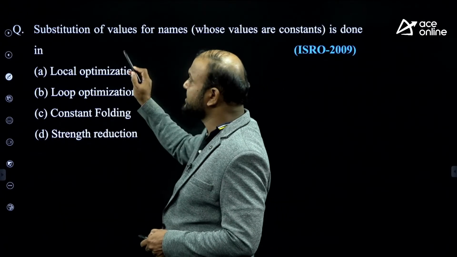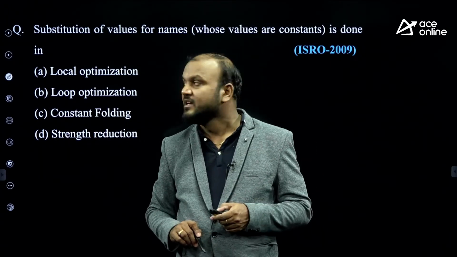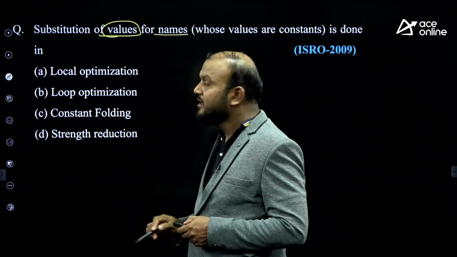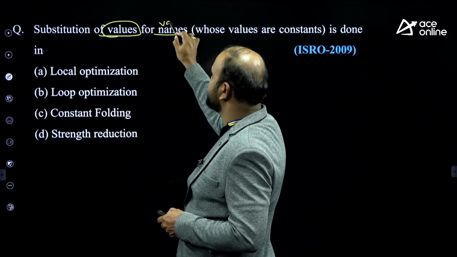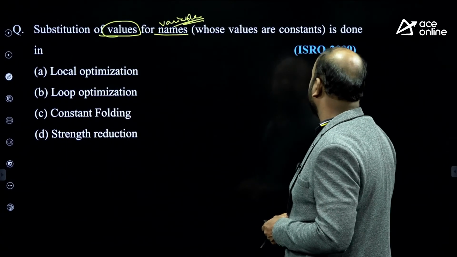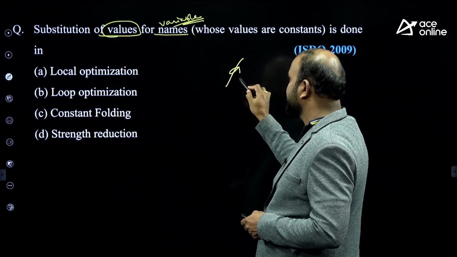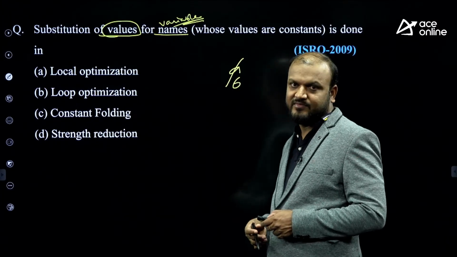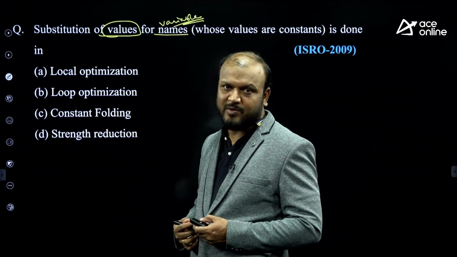Here you can see substitution of names. Just now I was telling about the ambiguous questions. Here you look at substitution of values for the names. Values for the names means program names, program variables. Substituting values for the program variables is done. So wherever a variable is there and it is to be replaced with its value, this is called variable propagation, or we call it constant propagation.